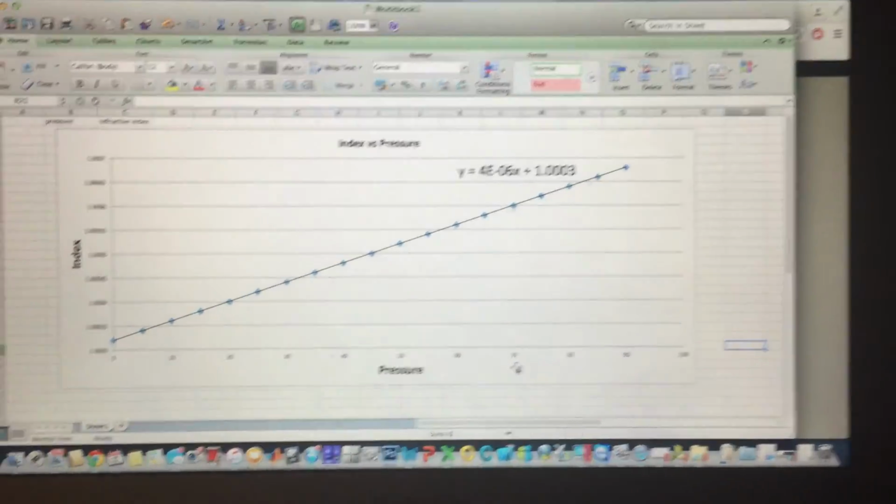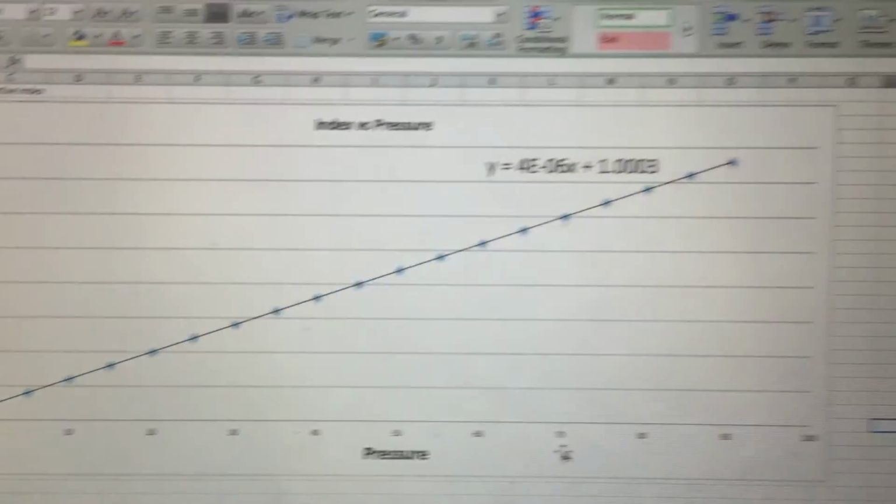We can see here that the index increases as pressure increases. Here is the slope we calculated at 20 fringes using the difference in pressure.